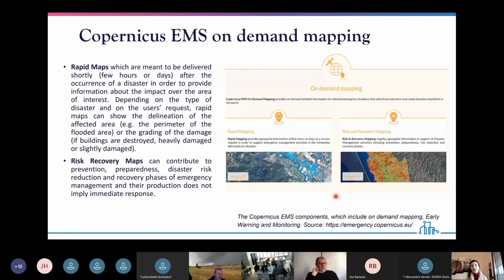The idea of the rapid mapping is that these maps should be provided in a very short time after a disaster occurs. Imagine that there is a flood event. It is of interest to know, with the best possible approximation, the extension of the flooded area.